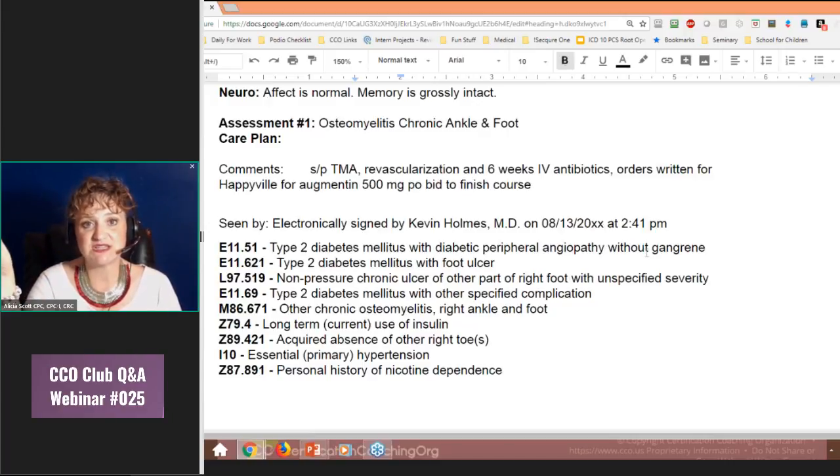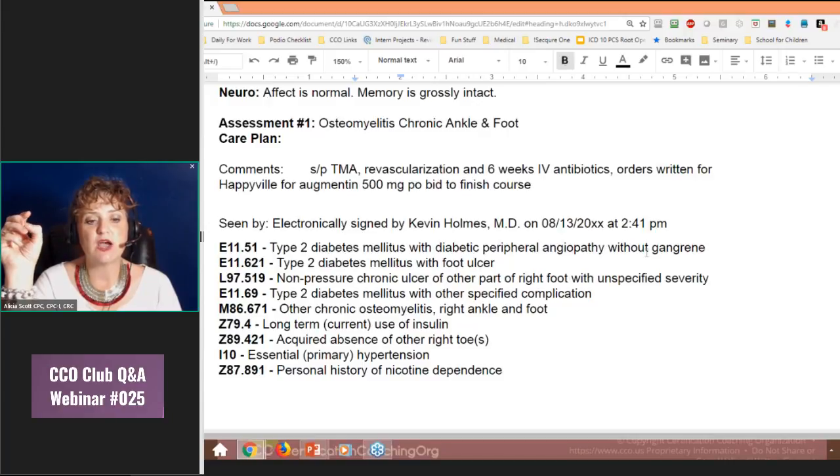This all risk adjusts. You want to make sure you capture that, because if you don't, you're missing an HCC. That HCC is different than the diabetic HCC you get for the PVD and the foot ulcer and the complications. Those are 19s. Long-term insulin use is an 18. So now we get to collect an HCC of 18 and 19. Right, so that's very important.